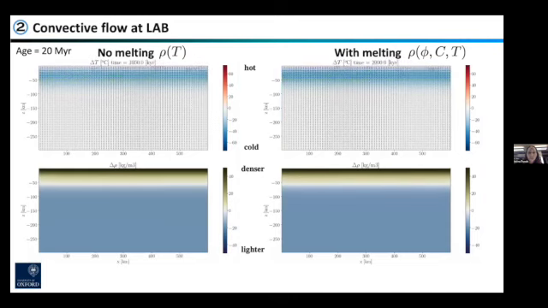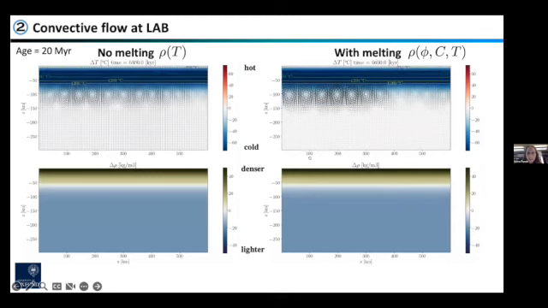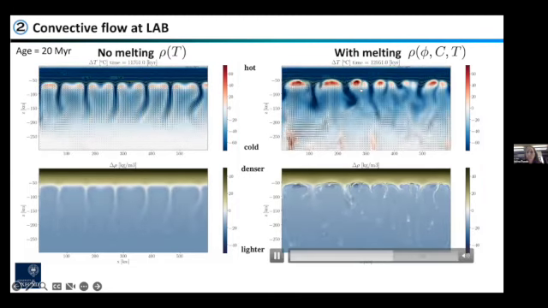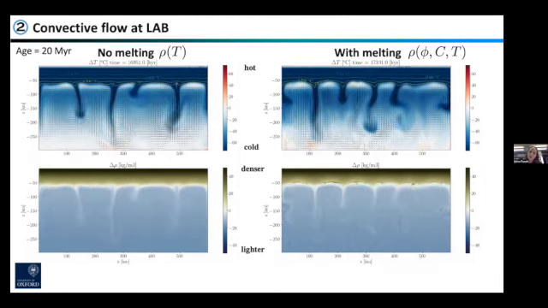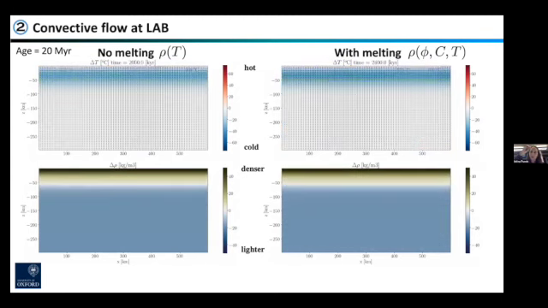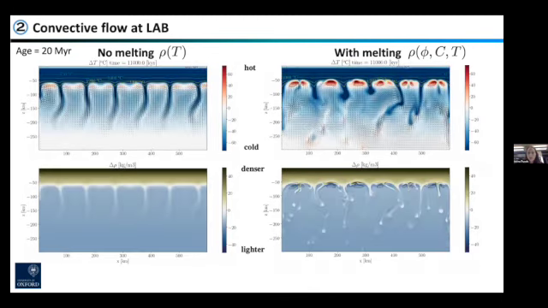I'm not sure it was very clear. The movies are quite fast, but in the case on the right, we also form melting. So as the instabilities form, material is upwelling, mantle material, hot material wants to go up, and it starts melting. So we form these melt pockets, which are very exciting. So I've just paused the movie after 11 million years.